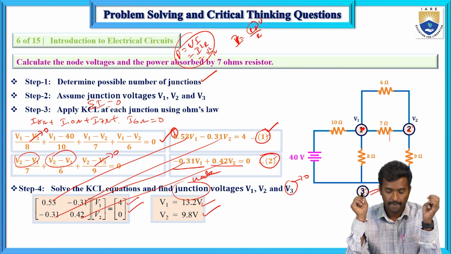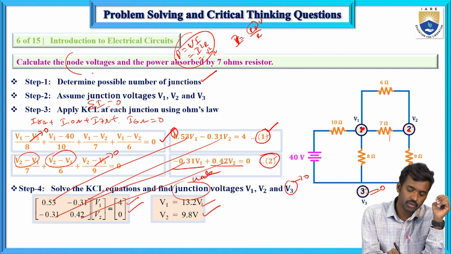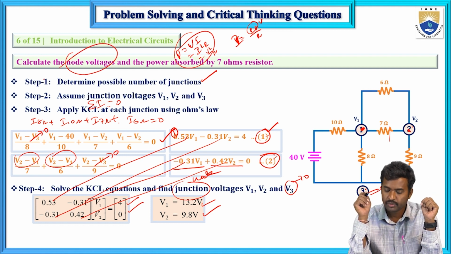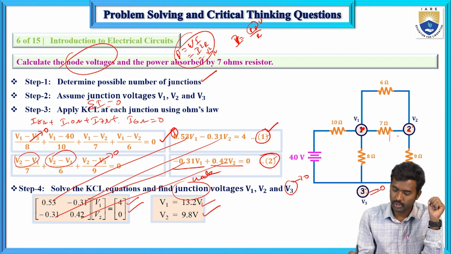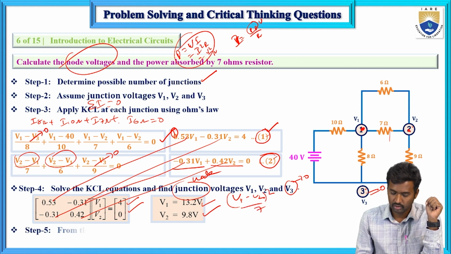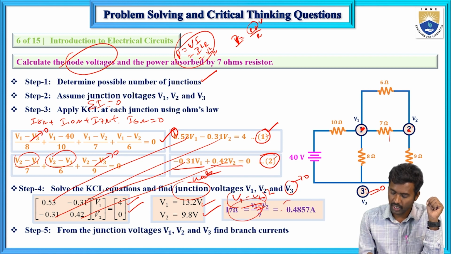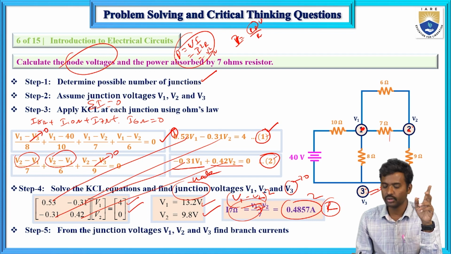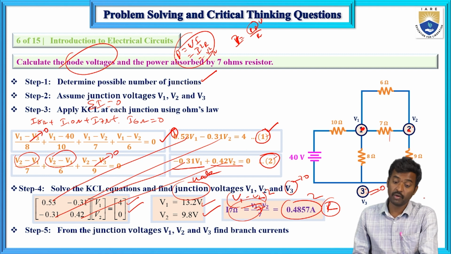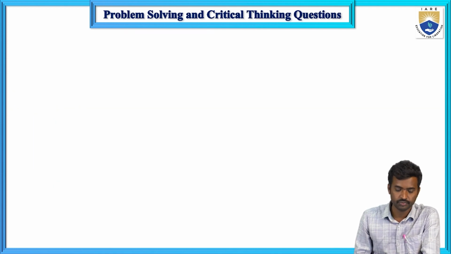These are the node voltages we determined. Now the power absorbed by the 7 ohm resistor is (V1 minus V2) whole squared divided by 7. From the junction voltages you can determine the current, and I squared times R gives the power. If you compute (V1 minus V2) whole squared by 7, you will get the power across the 7 ohm resistor.